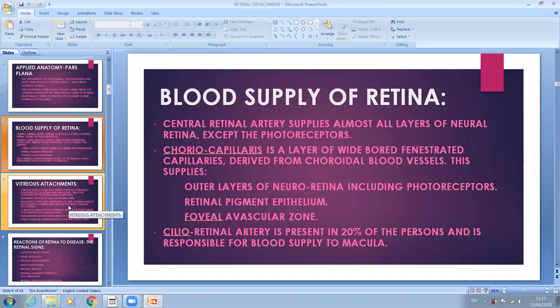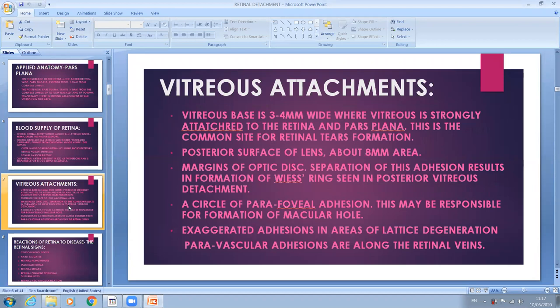Another very important anatomical landmark in understanding retinal detachment is the vitreous attachments. The vitreous is strongly attached to some parts of the retina. So if you try to pull the vitreous towards the cornea or in any direction, there is a pull on those parts of the retina to which the vitreous is attached. The vitreous base is about 3 to 4 millimeters wide, where the vitreous is strongly attached to the peripheral part of the retina and the area of the ciliary body just adjacent to the choroid, called the pars plana.